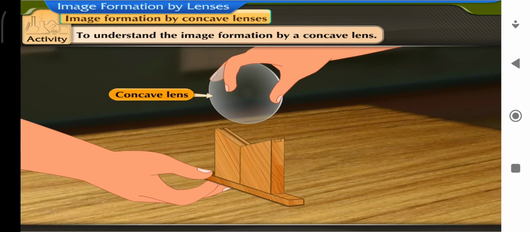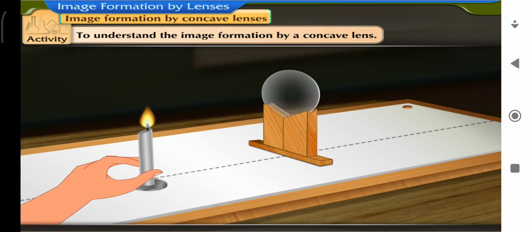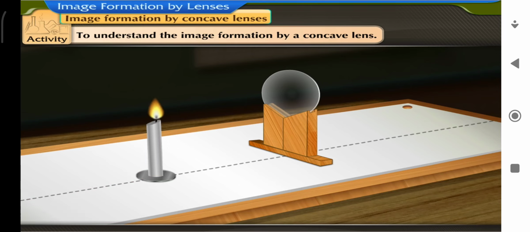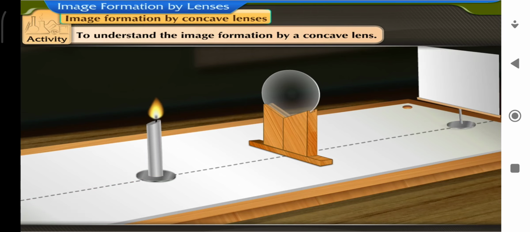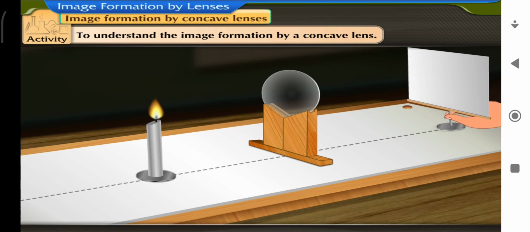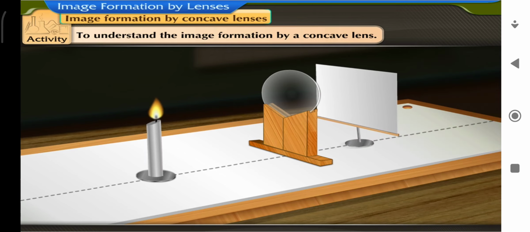Image formation by concave lenses. Let us perform an activity to understand the image formation by a concave lens. Place a concave lens on a stand. Keep a lighted candle on one side of the lens. Place a screen on the other side of the lens. Now, move the screen forward and backward and try to obtain the image of the candle flame on the screen. You will observe that there is no image of the candle flame formed on the screen.